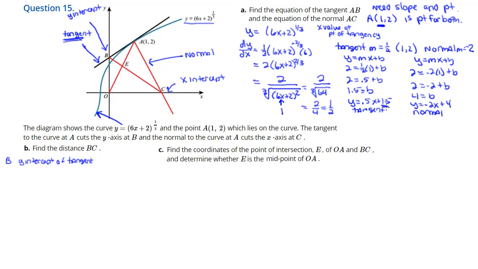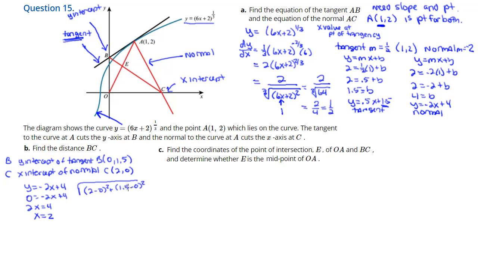Now, part B, it says find the distance BC, basically the length of BC. Keep in mind, that's the y-intercept of the tangent, that's B. And then C, that's the x-intercept of the normal. So all we got to do is figure out the x-intercept of the normal. Plug that in, we're good to go. And now we just got to find the distance. And we're going to find out it's 2.5.